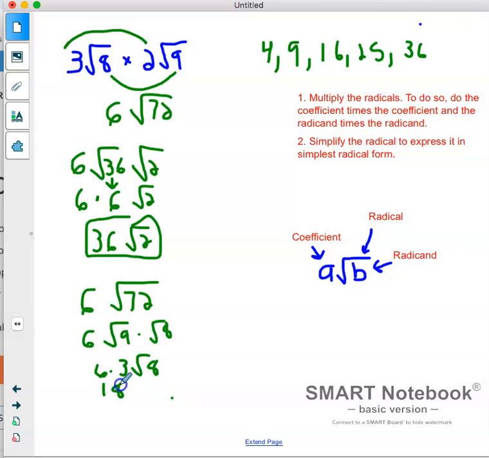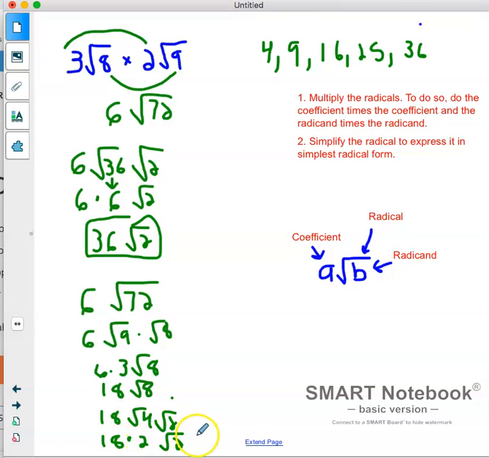Now the biggest perfect square that divides into 8 is 4. Right, so I could rewrite this as 18 radical 4 times radical 2, right? Because 8 is 4 times 2. And then 4 has a square root. The square root of 4 is 2. So that's going to come out and turn into multiplication. And the 2 is still stuck underneath because it's not a perfect square.